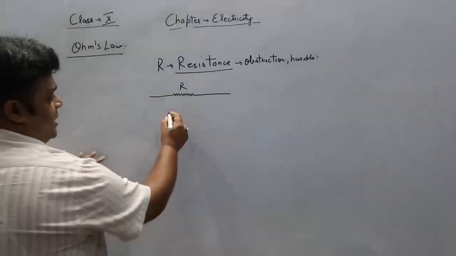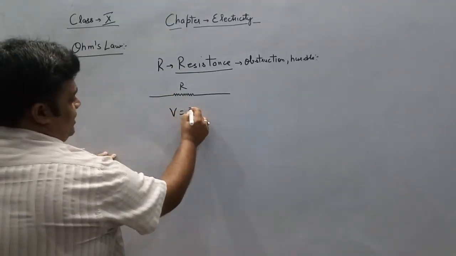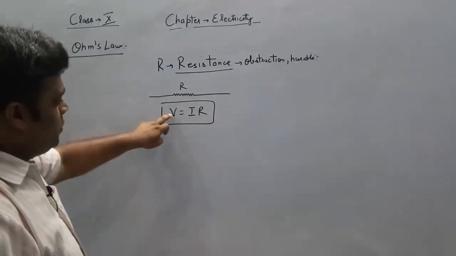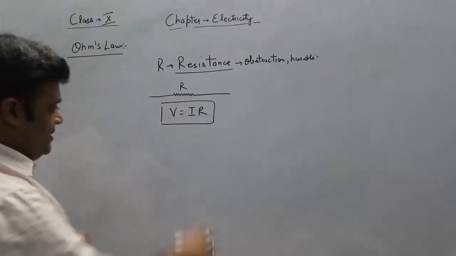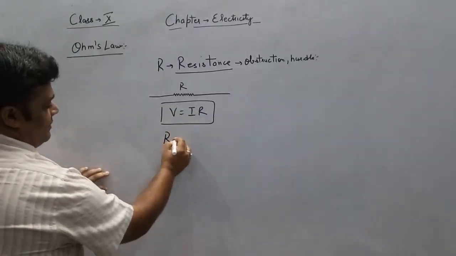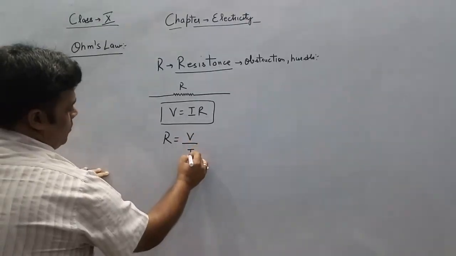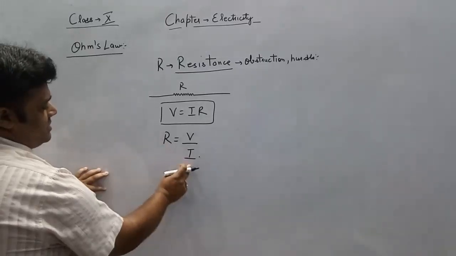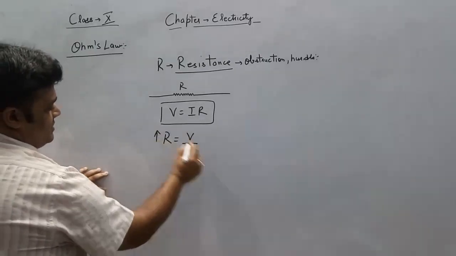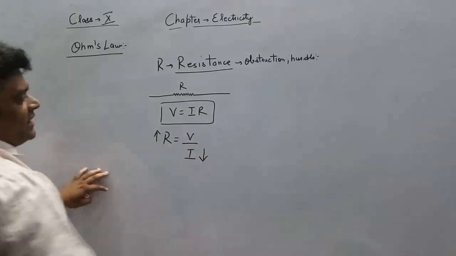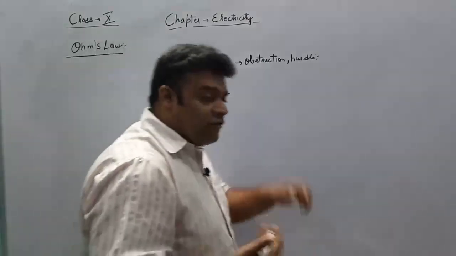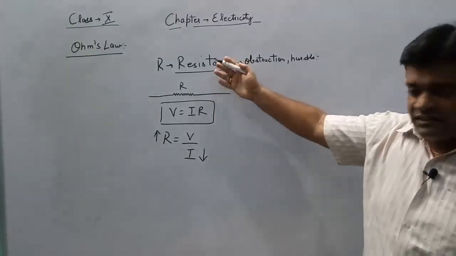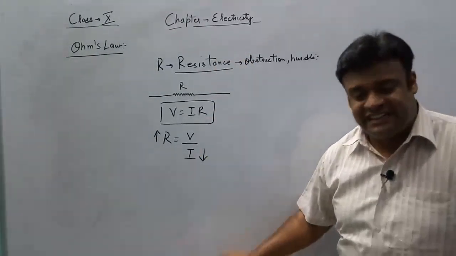According to the statement of Ohm's law, which we have just derived, V is equal to IR. Potential difference is equal to IR. If we have to find the value of R here, it will be V upon I. Observe this term. Resistance is inversely proportional to current. If resistance increases, current in the circuit will decrease. That is, if the obstruction or hurdle in the passage of current increases, current will also decrease.